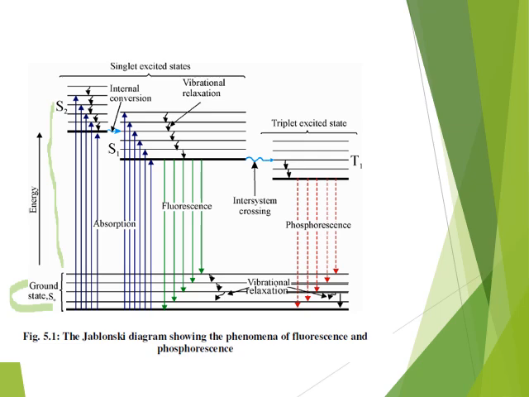From the triplet excited state, it is still not stable, so it goes back to the ground state, emitting light in the form of phosphorescence, making it more stable. Phosphorescence occurs in the UV region, while fluorescence is in the visible region.